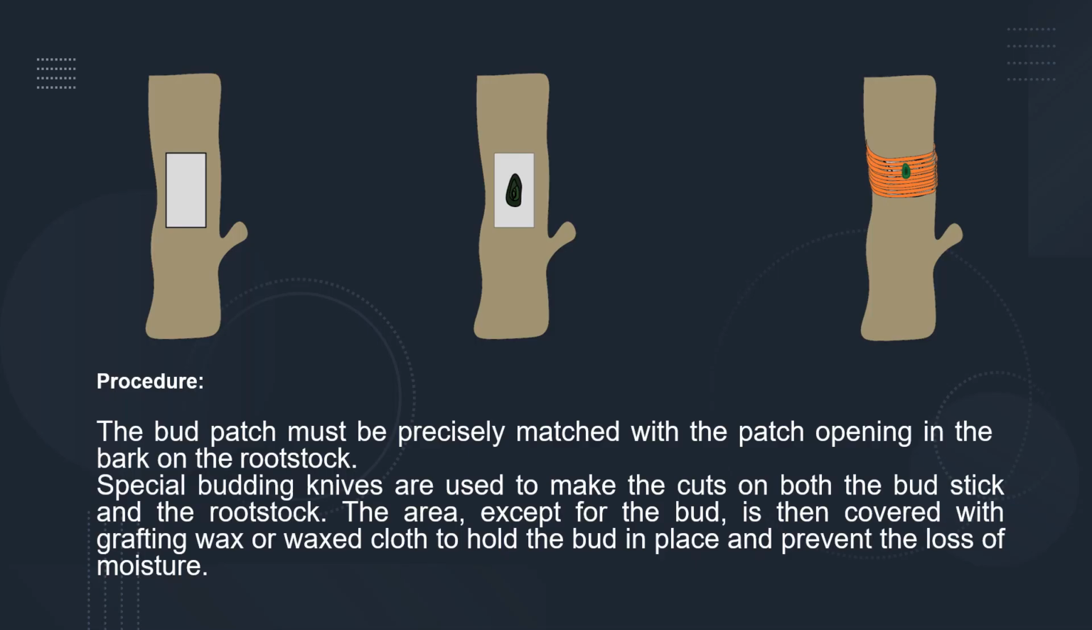So the procedure of patch budding. The bud patch must be precisely matched with the patch opening in the bark on the rootstock. Special budding knives are used to make the cuts on both the bud stick and the rootstock. The area except for the bud is then covered with grafting wax or wax cloth to hold the bud in place and prevent the loss of moisture.